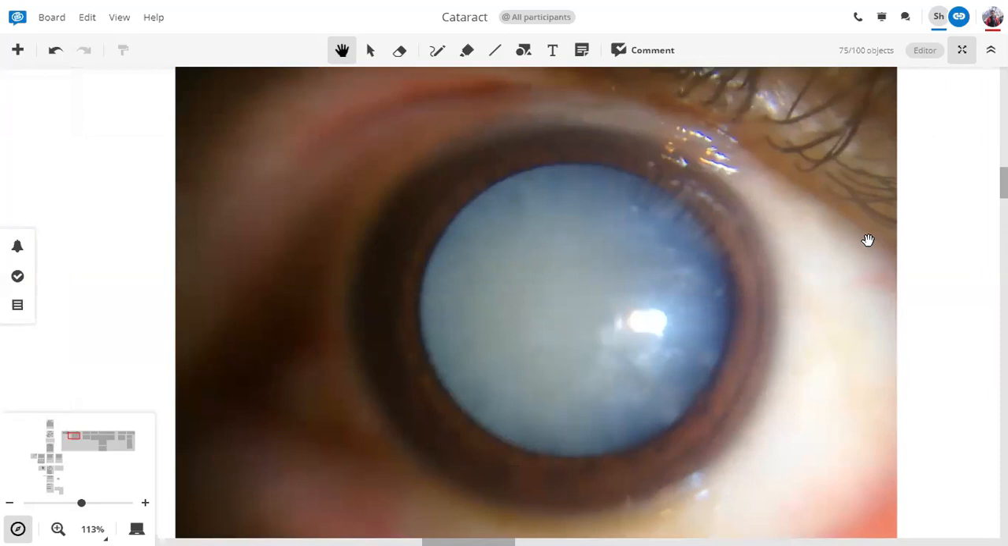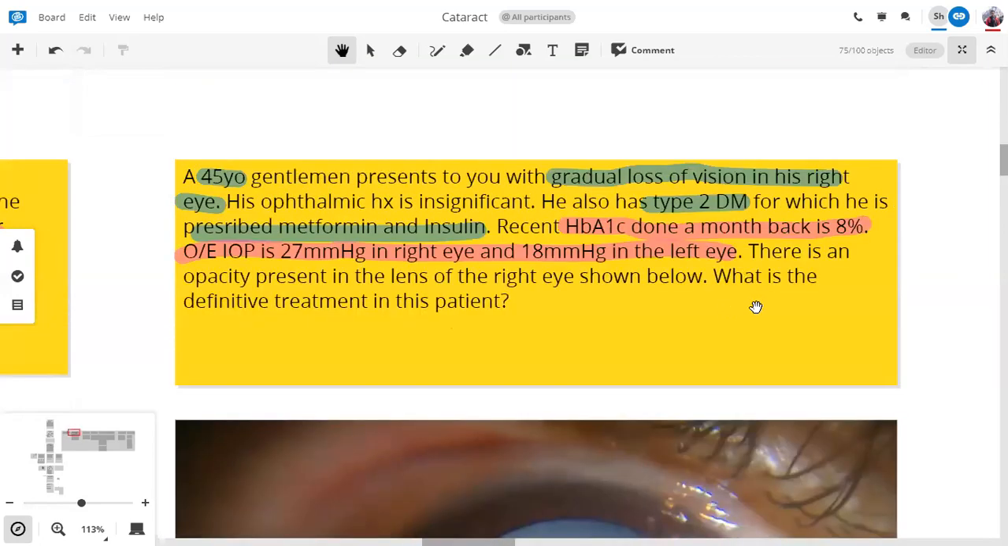Phacomorphic glaucoma. So what is phacomorphic glaucoma? Glaucoma due to swelling of the lens. So in this patient, let's break this down for a moment. This patient has type 2 diabetes, he has uncontrolled diabetes mellitus, and his HbA1c is high.